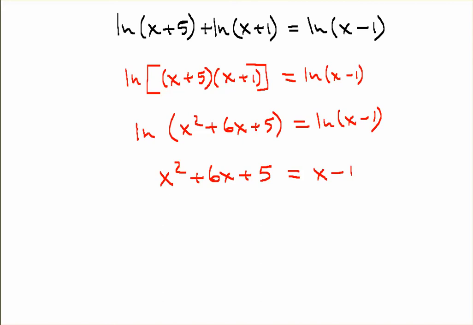Alright, subtract x from both sides, add 1 to both sides. Hey, kind of flips it around. That's kind of funny. Now it's x squared plus 5x plus 6. Cool. Can you factor it and solve? Then go back to make sure you're taking logs of positive numbers.